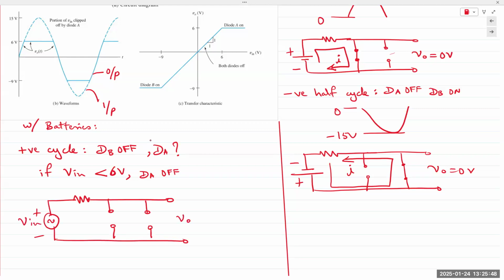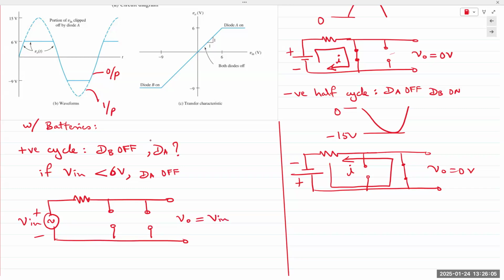So what is V out? What is V out in that case? Yep, V out is equal to V in, absolutely.